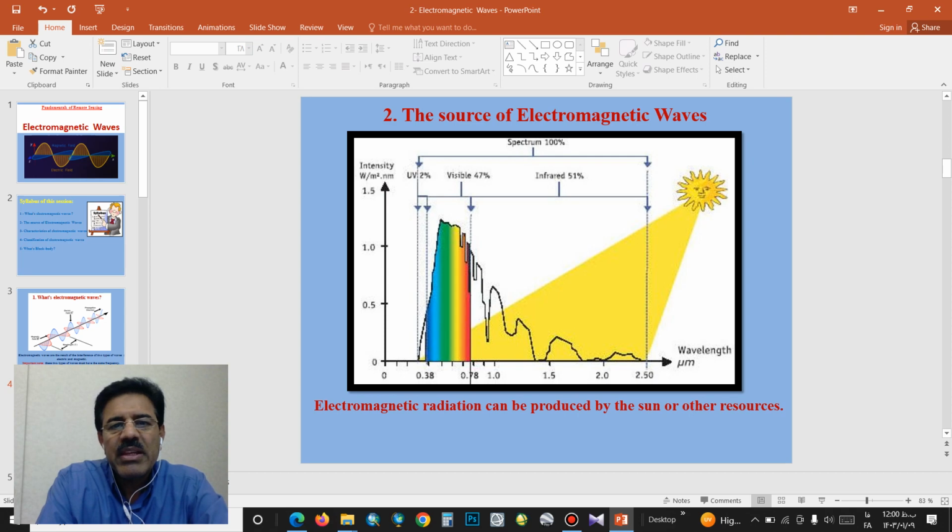Number 2. The source of electromagnetic waves. Electromagnetic radiation can be produced by the sun or other resources, such as satellite data.